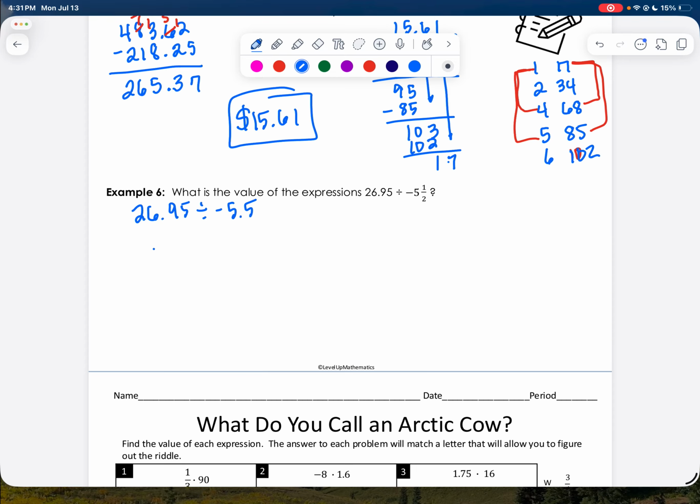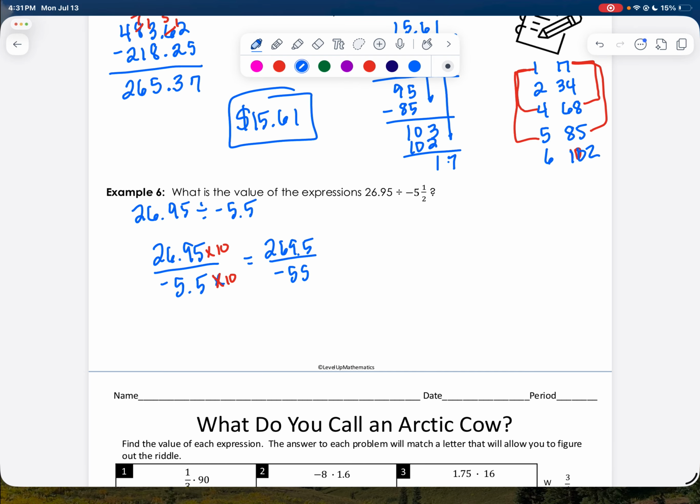So I'm taking 26.95 and I want to divide it by -5.5. But when we're dividing with decimals, the number we're dividing by cannot be a decimal. So what that means is I need to multiply it by a power of 10. So if I want to move this decimal one place, I would multiply the top and the bottom by 10. And that would give me 269.5 divided by negative 55. Now I got rid of the decimal in the denominator. Remember, you don't want any decimals in the denominator.